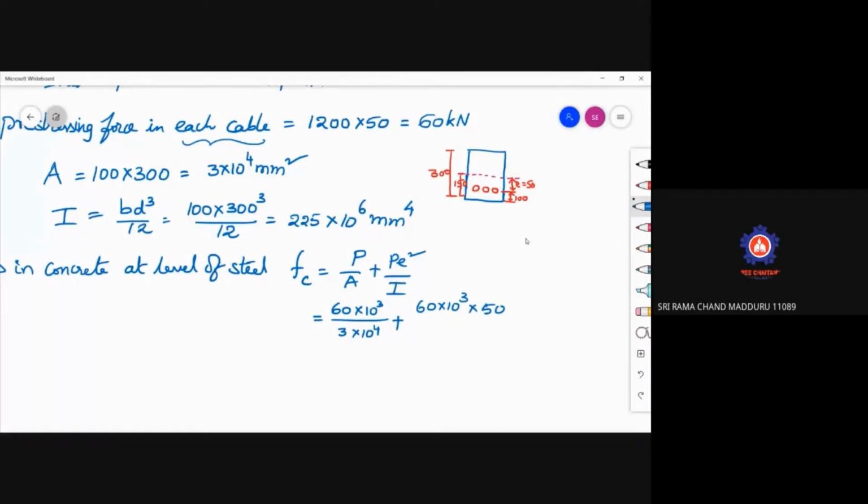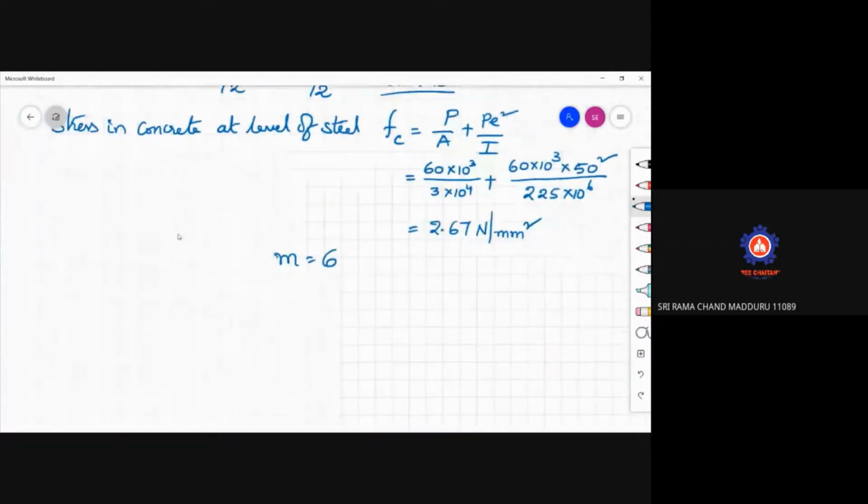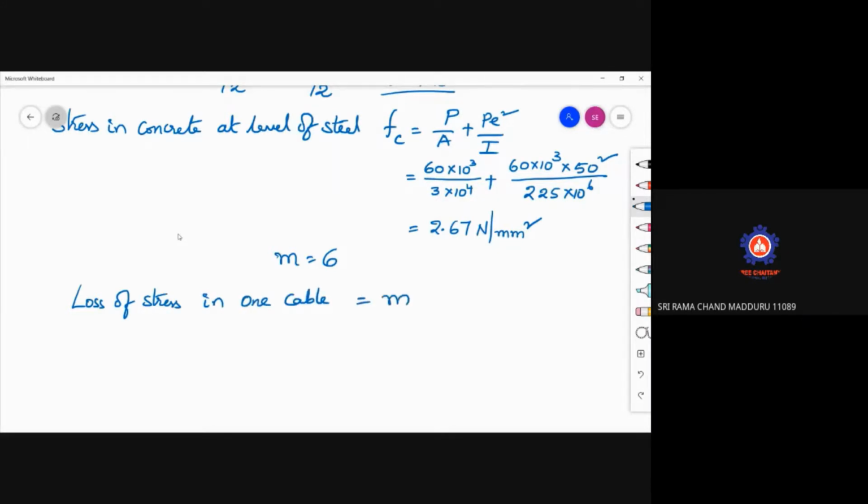50 square by moment of inertia. Just now here it is calculated, which is 225 into 10 power 6, single cable. I will calculate loss of stress in a single cable. So write down loss of stress in one cable. That is nothing but m into FC, which is 6 into 2.67.